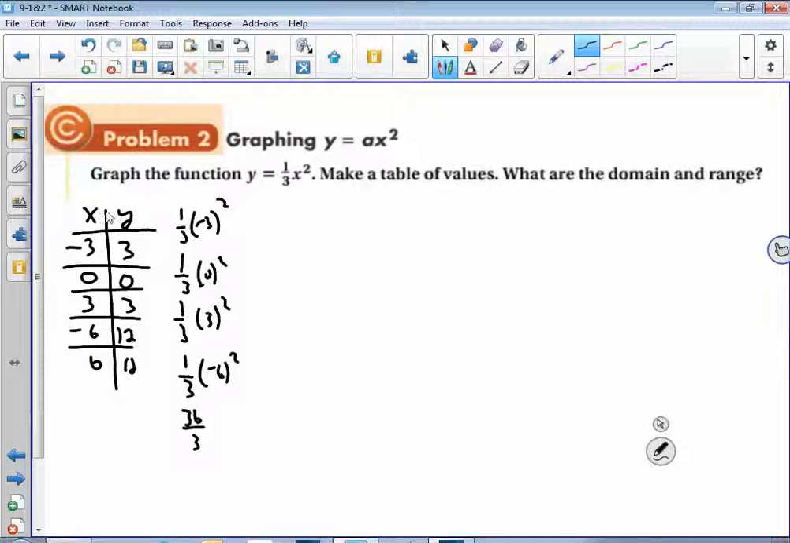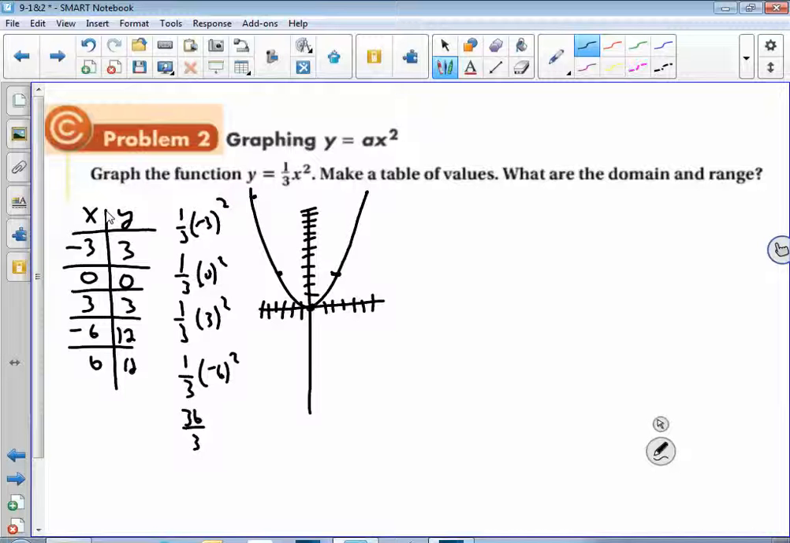Then when I graph it: (0, 0), put a dot right there; (-3, 3), put a dot right there; (3, 3), put a dot right there; (-6, 12), counting up 1, 2, 3, 4, 5, 6, 7, 8, 9, 10, 11, 12, put a dot right there; and (6, 12), put a dot right there. Here is our parabola. It's a very wide opening parabola. I could have plugged 1/3 x squared into my calculator, but we can make this table.